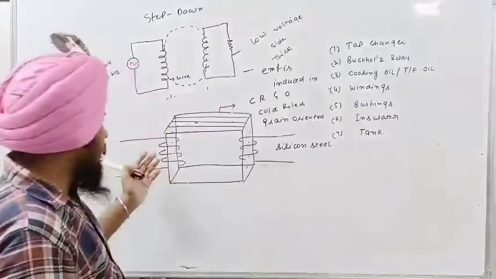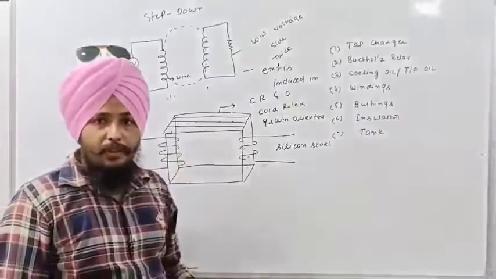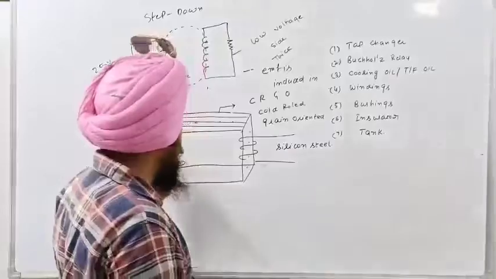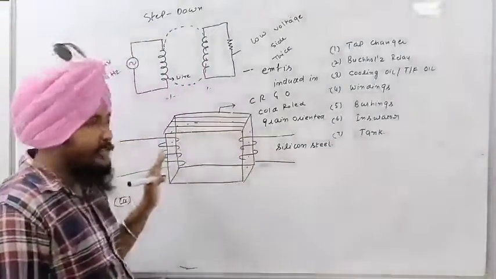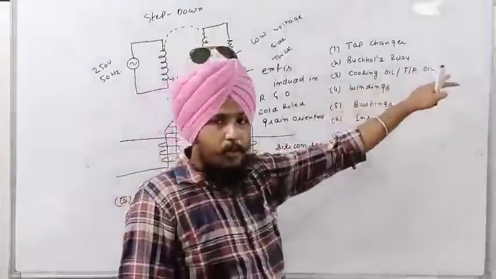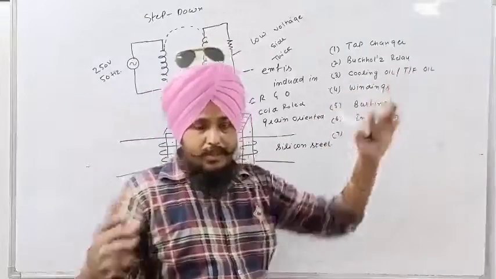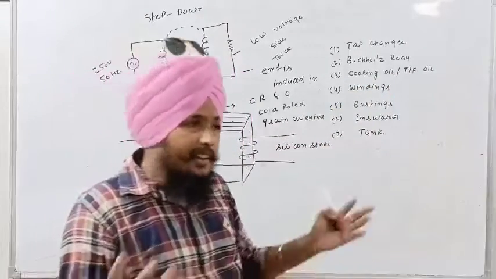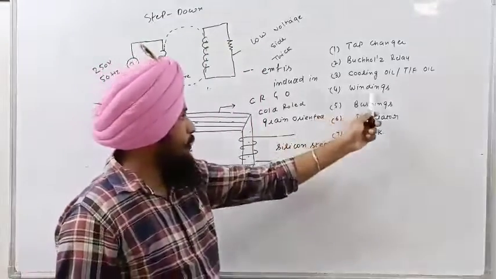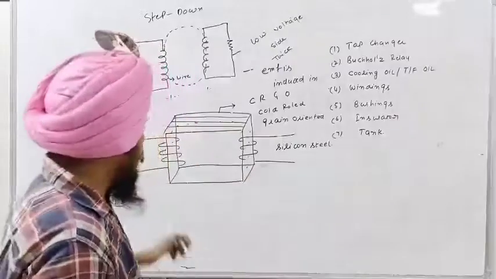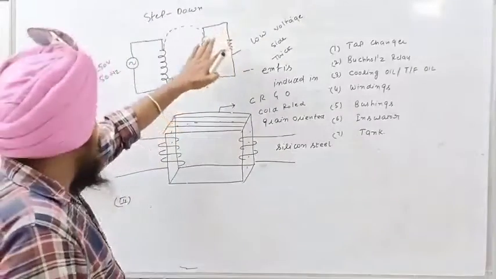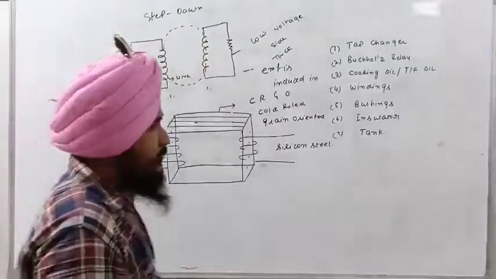We know a current carrying conductor will heat up. To reduce the temperature of the coils, we immerse them in the transformer oil, and the transformer oil is kept in the container which is called the tank. Okay, then the fourth one is windings. I have told you what the windings are.